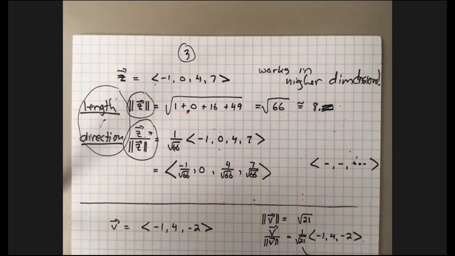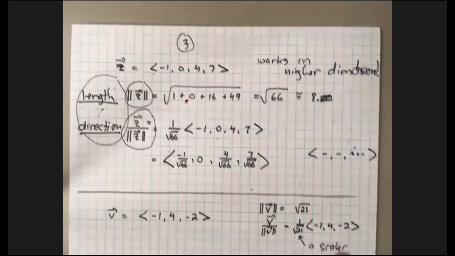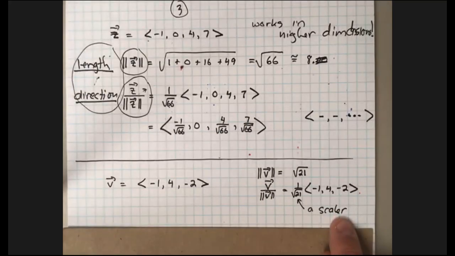So this number right here is called a scalar. A scalar is one who scales. If you climb a mountain, you are scaling the mountain. You are a scaler of the mountain.